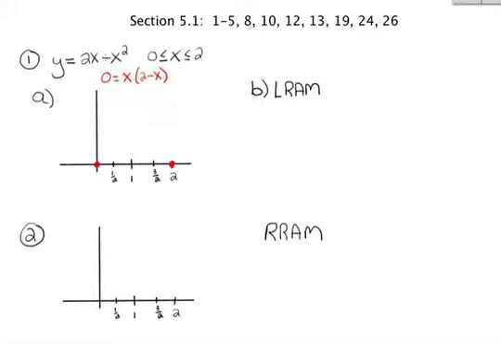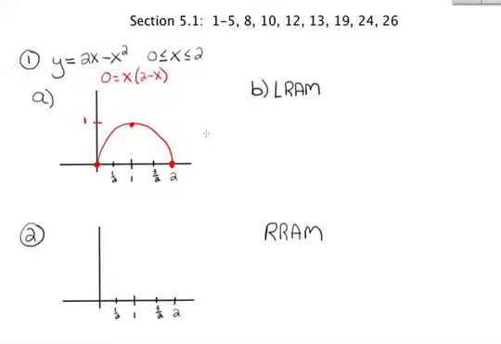I know it's an upside down parabola because of the negative x squared. And I know about the symmetry with the parabola. Since I have zeros at 0 and 2, I know the vertex has to be halfway between, which would be at 1. The height at 1 would be 2 minus 1, so this would be a height of 1. And so I've got a parabola that looks something like this. So that's the region, that's the answer to part A.